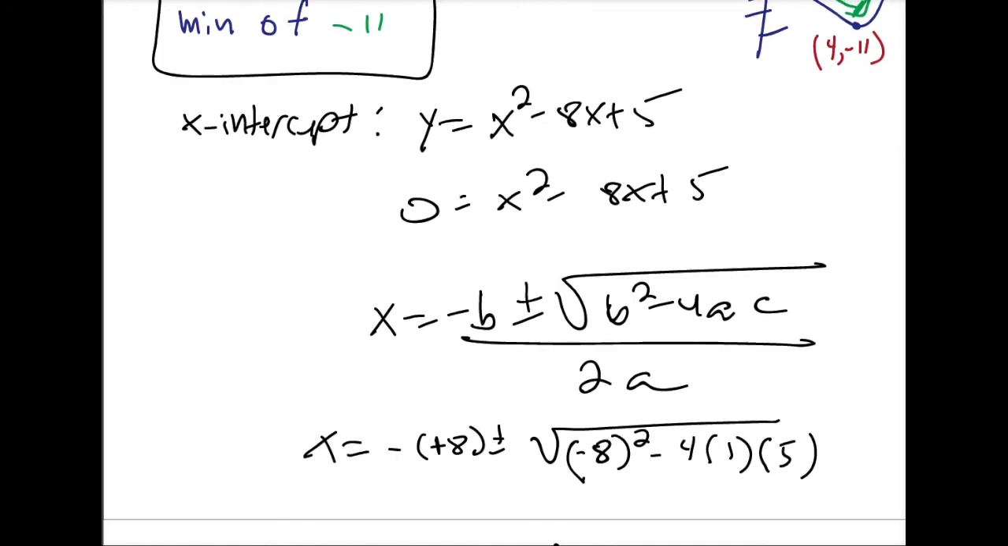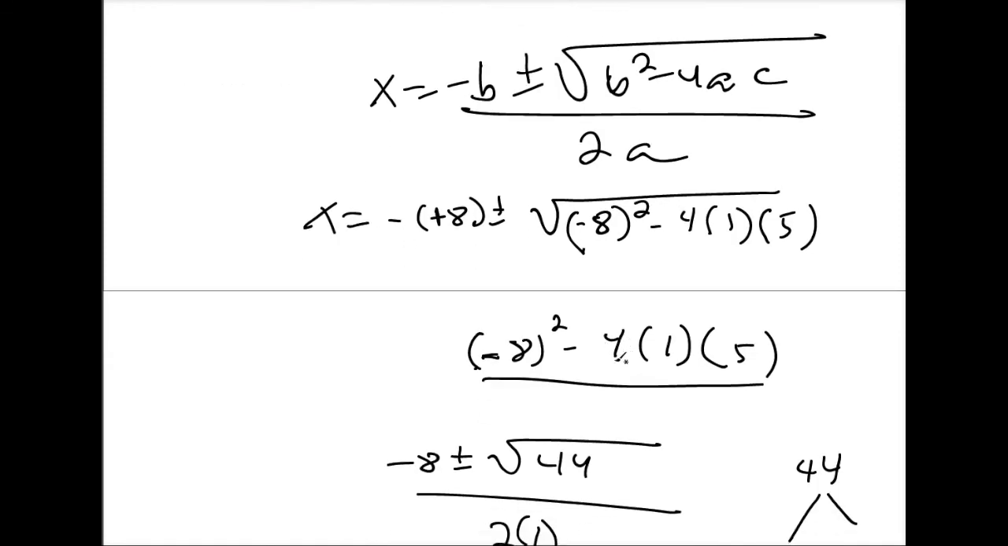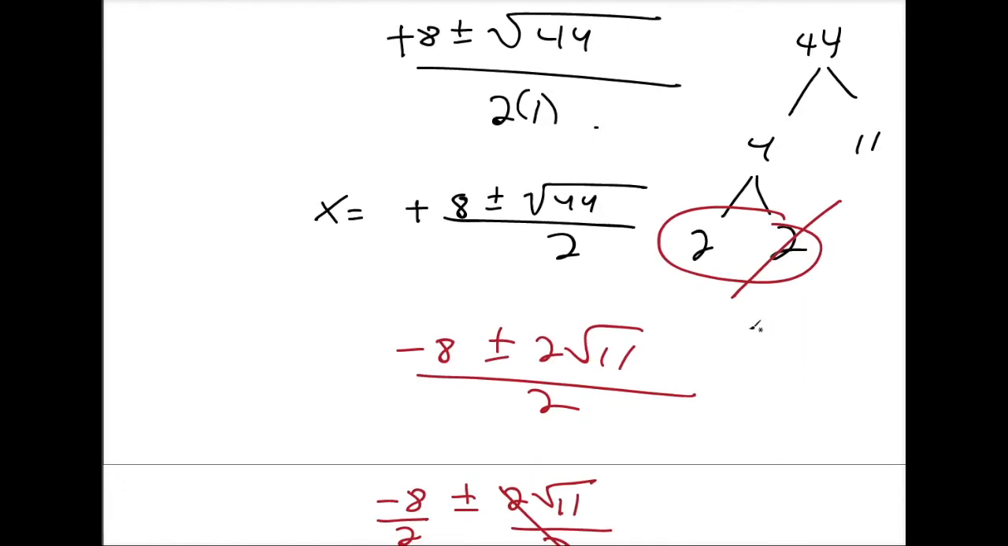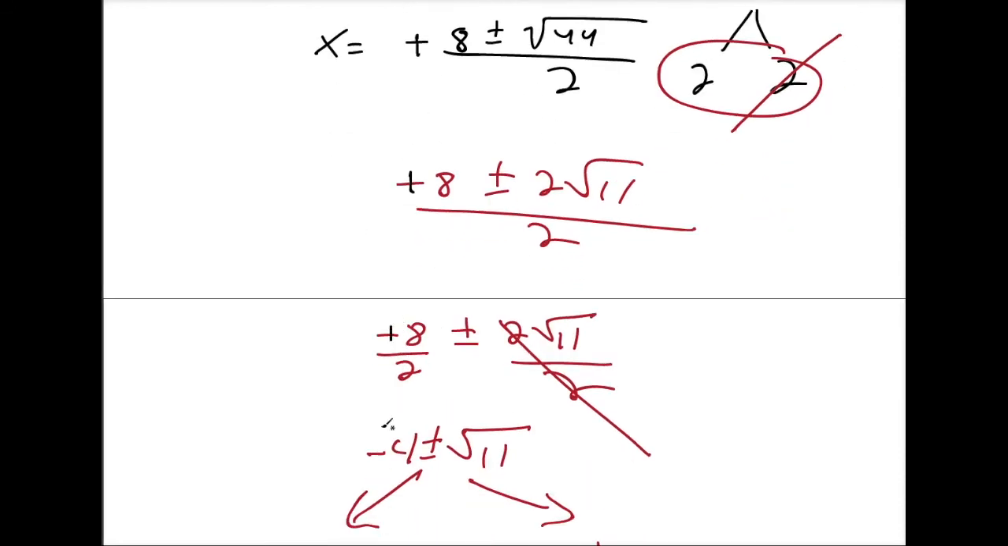Wait, so that's where we messed up? Yeah. So it should be positive 8. Everything else is fine. So that's positive 8, and that's positive 8, and positive 8. And that becomes positive 4. Okay, so now it's 4 plus or minus root 11. Wouldn't it be the same thing but positive? So it'd still be 0.683? Yeah, it should be.